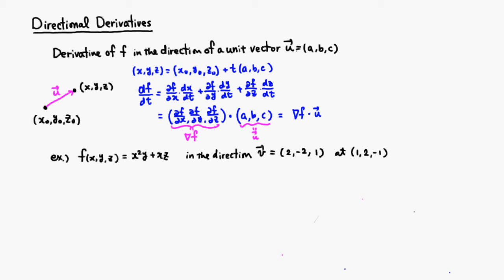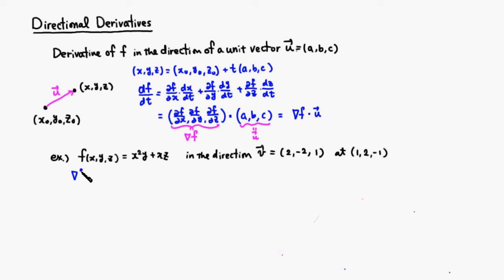Alright, so let's look at a simple example. Let's say f of x, y, z is equal to x squared y plus xz. Then we want to find the directional derivative in the direction v equals 2, negative 2, 1 at the point 1, 2, negative 1. So first we need to find the gradient. Let's go ahead and find it.